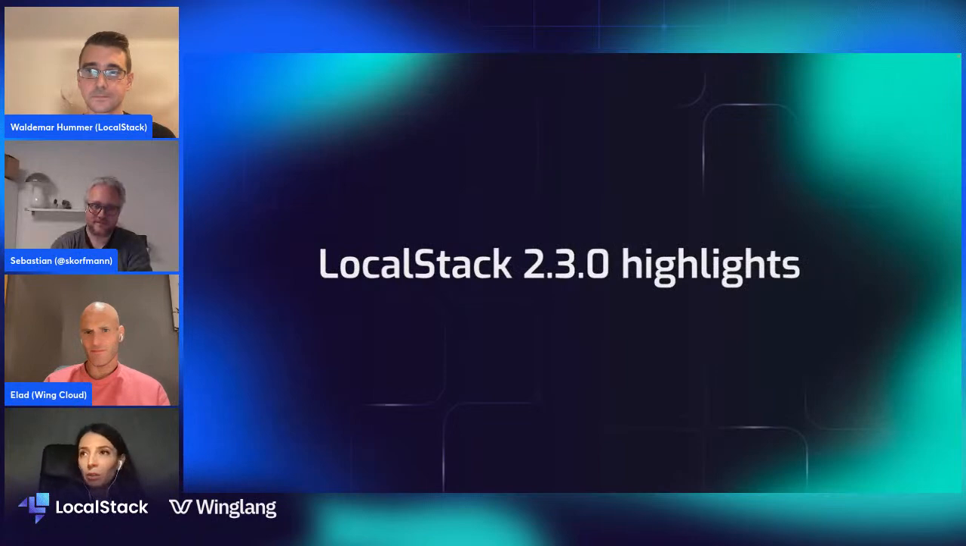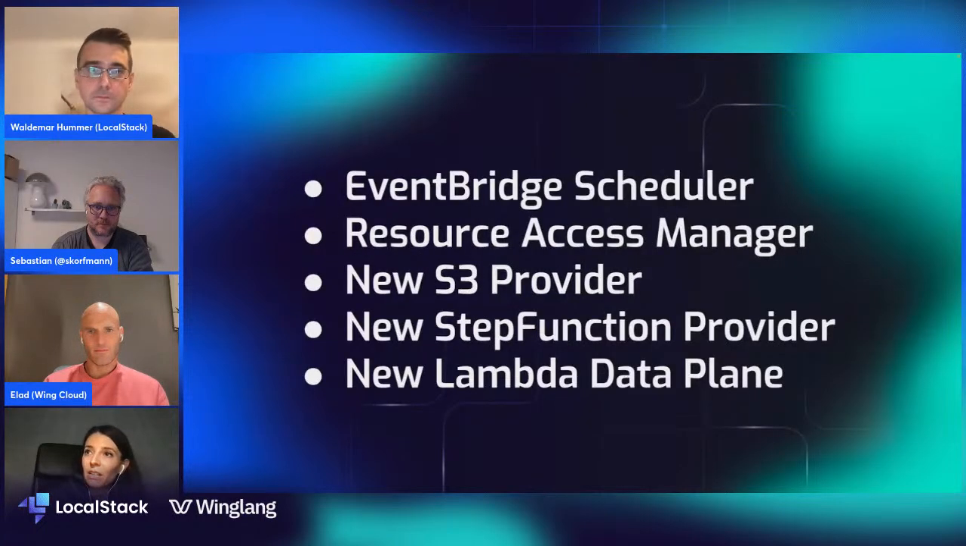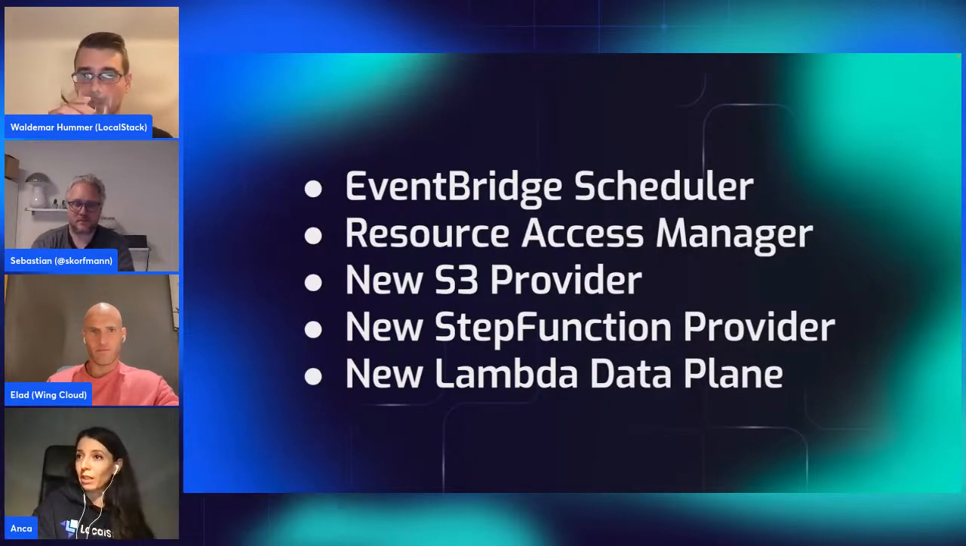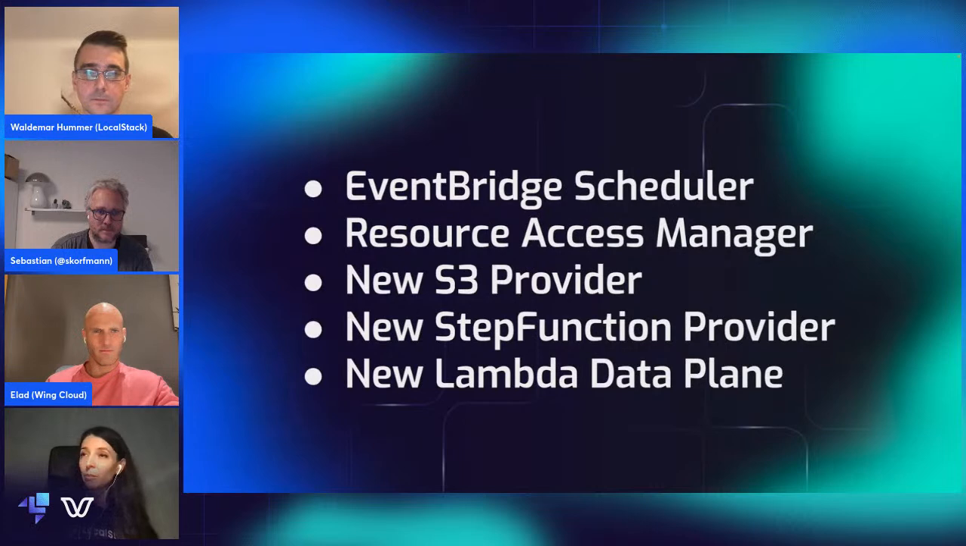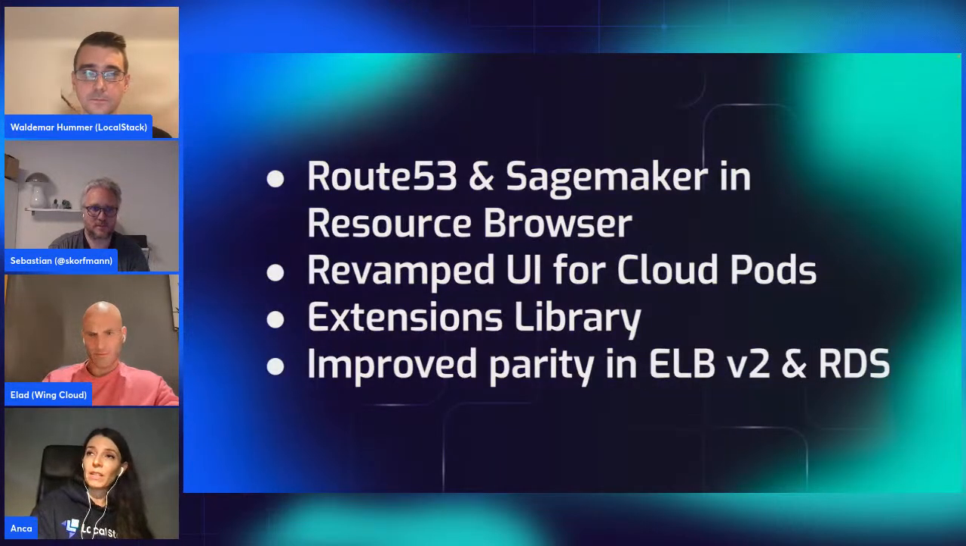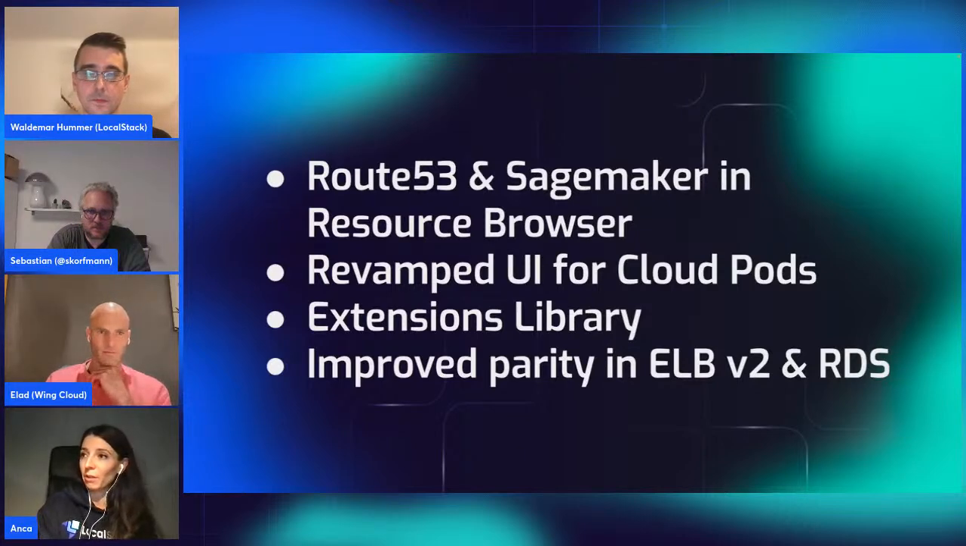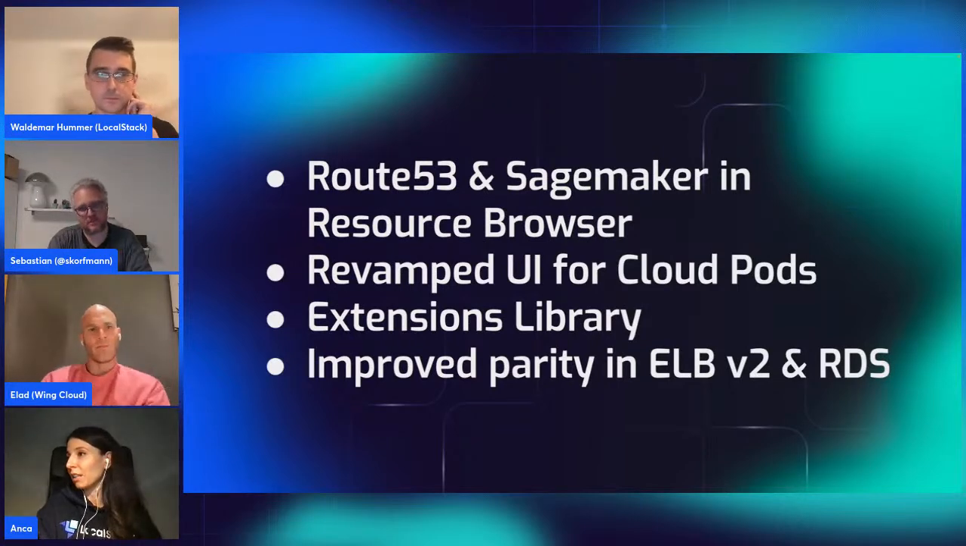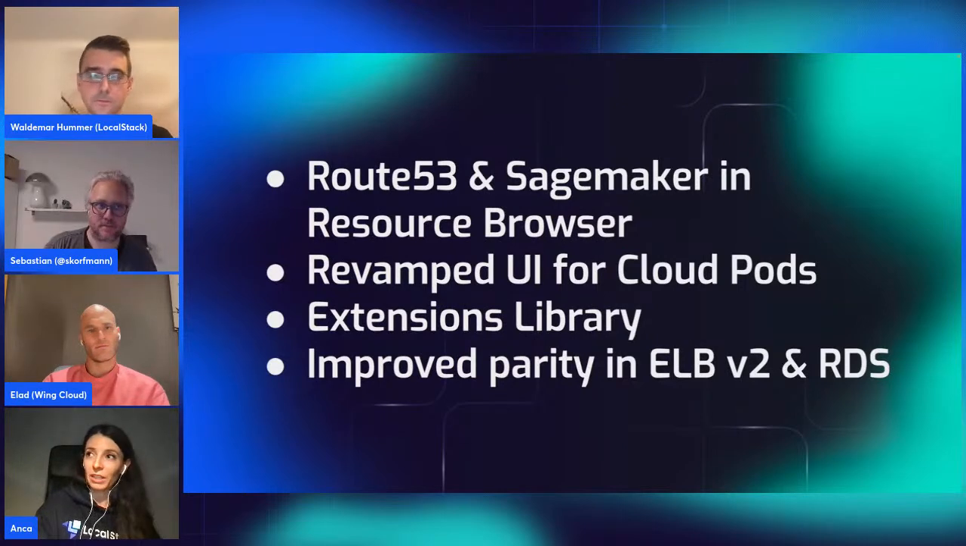Before we move on, we wanted to quickly remind you that LocalStack 2.3.0 is out with a few highlights, such as introducing the EventBridge Scheduler and the Resource Access Manager. We have some new providers for S3 and Step Functions, and a new Lambda data plane. We also have added Route 53 and SageMaker into the resource browser, and we have revamped the UI for Cloud Pods. We also have introduced an extensions library, and we have better and improved parity for ELB and RDS. So make sure to check it out.